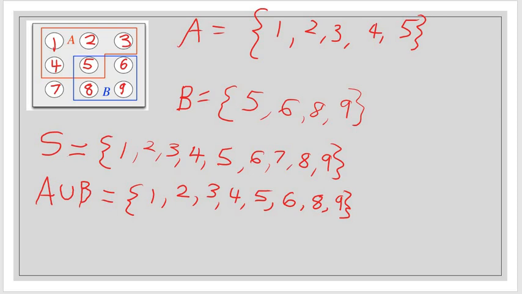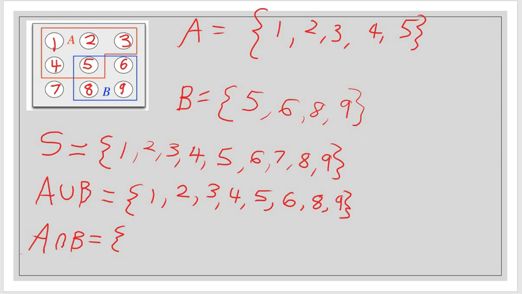We could also talk about the intersection, and we write that with, well, it's like an upside down U, I suppose. A intersection B, which means we look for everything that is in both A and B. Now, if we do that, we'll notice what? 1, 2, 3, and 4 are not in B. 6, 8, and 9 are not in A, so those are not going to be in our intersection. The one element that they have in common is 5.